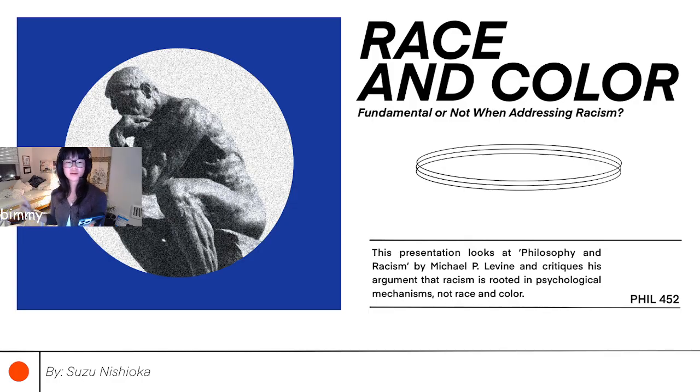So, in his work, Racism in Mind, Philosophy and Racism, Michael P. Levine argues that racism is not just a result of a false belief or moral failings, but is deeply rooted in psychological mechanisms. I'm actually going to turn this sideways because I think it might be easier to read. He asserts that racism is continued by these psychological defenses rather than being driven by a focus on race and color itself.